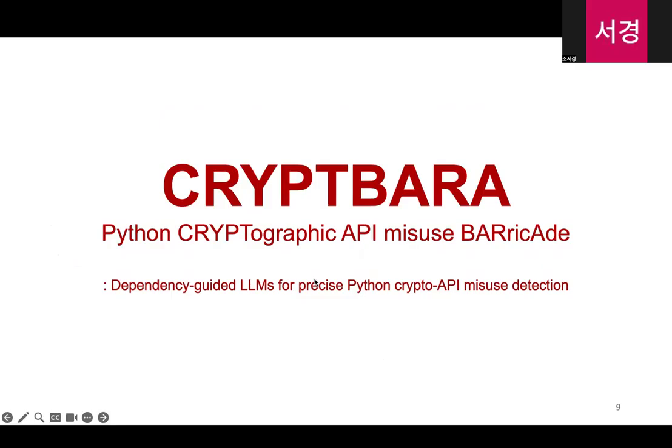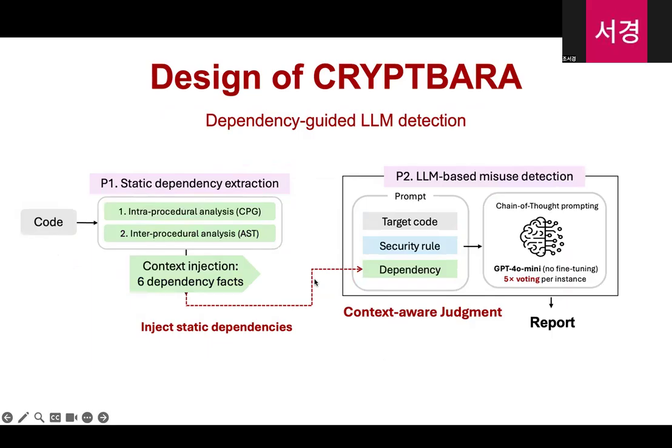So we propose Cryptbara, a dependency-guided LLM for precise Python crypto API misuse detection. It works in two phases. In phase one, we perform static analysis to recover required dependencies. And in phase two, the LLM makes a judgment based on the relevant information.